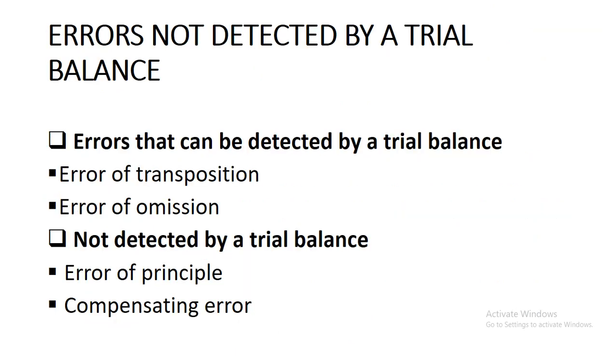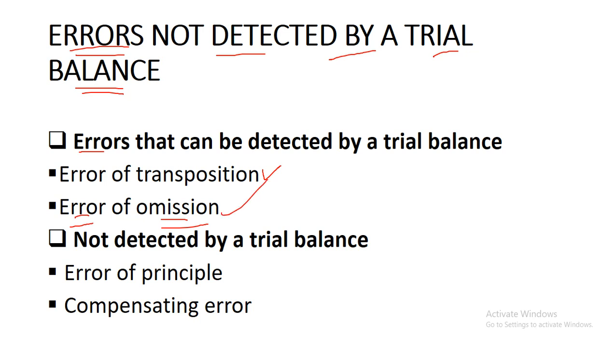Then there are certain errors which can be identified by the trial balance and others which cannot be identified. This is just for knowledge's sake. I've never really seen a question. The errors which can be detected by the trial balance include the error of transposition. When you make a mistake with two digits, you can tell because the debit and the credit balances won't be equal. Then error of omission: we recorded one transaction, then the other transaction we've omitted it.